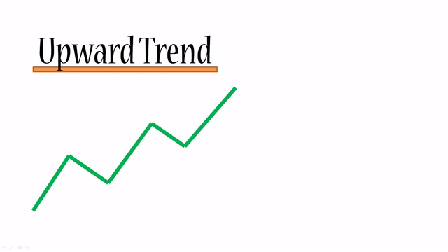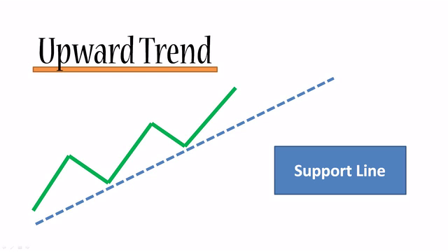For example, this is how the price has been moving over a certain period of time. As you can see here, we can draw a diagonal line underneath the price, which the price seems to be bouncing off. This line is called the support line. It indicates an upward trend. It means that the price is bouncing off upwards of this line and continuing its upward movement.